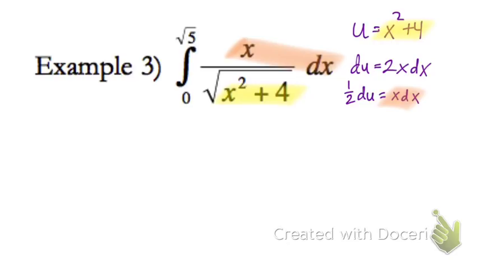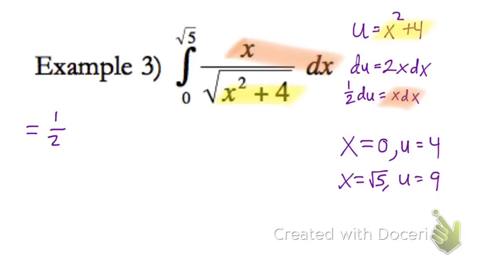And then if I change my limits of integration, if x is equal to 0, u is equal to 0 squared plus 4, which would be 4. When x is equal to radical 5, u is equal to, if I plug in the square root of 5, I get the square root of 5 squared, which is 5, 5 plus 4, which is 9. So if I do this substitution, I have 1/2 times the integral from 4 to 9 of 1 over the square root of u du.